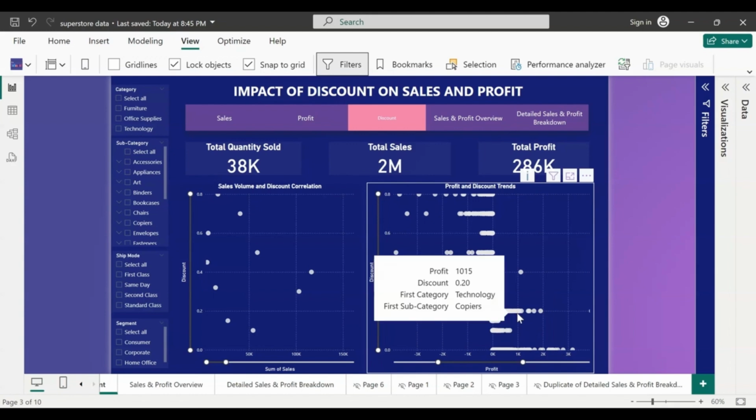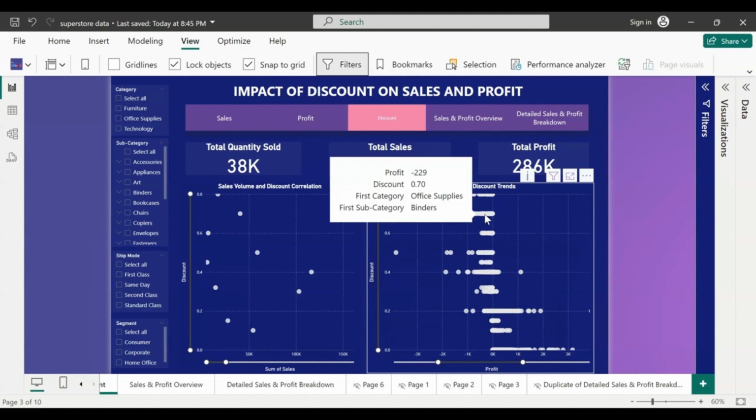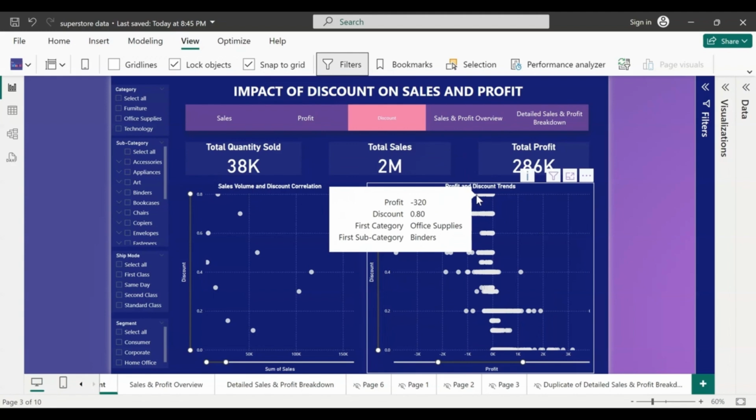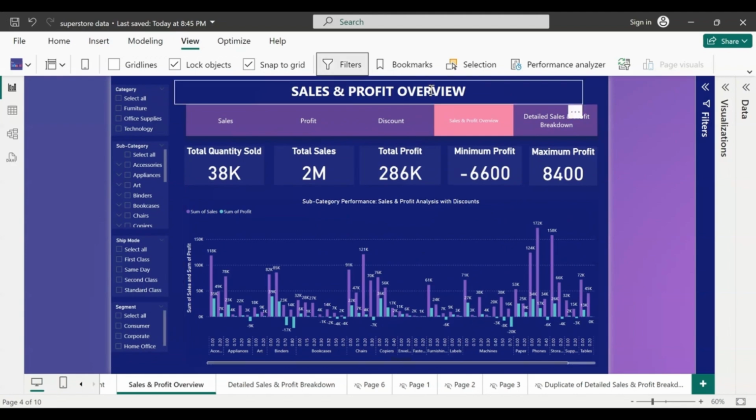Here the profit is 1,015 and the discount is 20. You can see due to high profits, see furniture cases, due to this there is a huge loss. So here on sales profit overview, we could see the minimum profit, that is loss, which is 6,600 is the minimum loss we have, and the maximum profit is only 8,400.